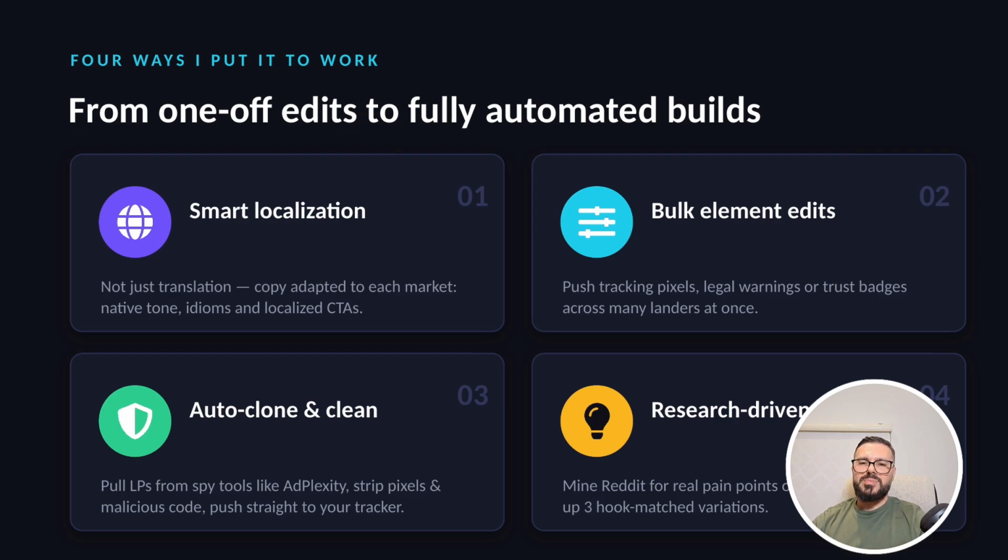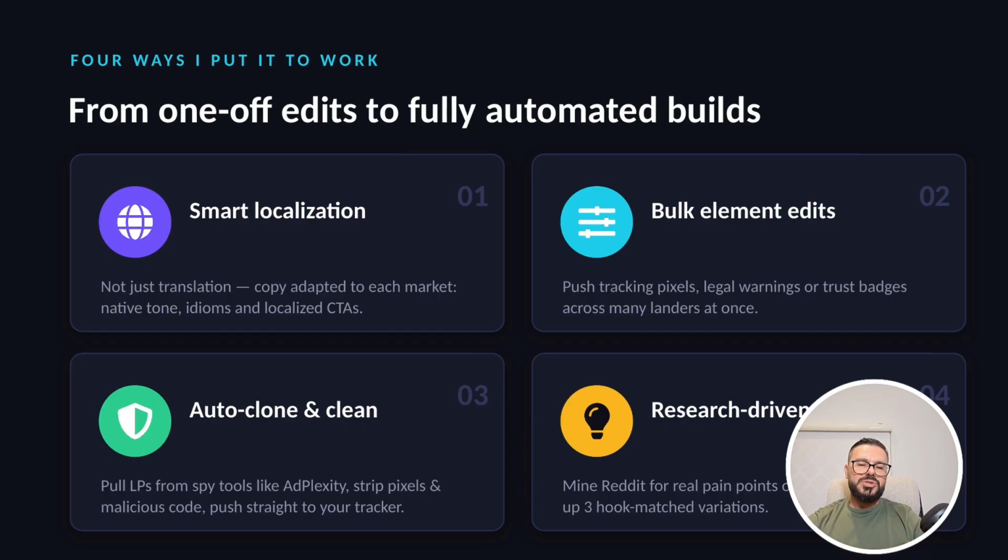The second one is bulk editing elements. So let's say you have 10 different landing pages, and in these landing pages you have a specific Facebook pixel. If that changes, instead of changing it manually one by one, you can just write to the MCP, change this Facebook pixel to the new one, and you can paste the code, and it will change it automatically across 10 or more landing pages.